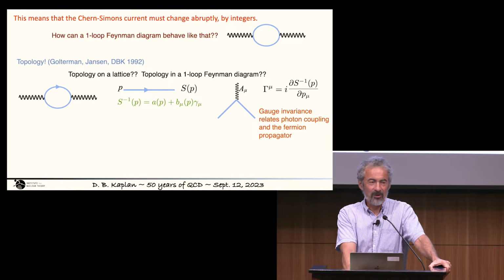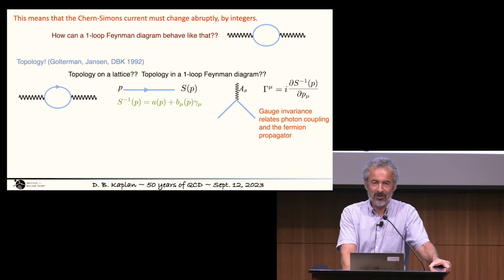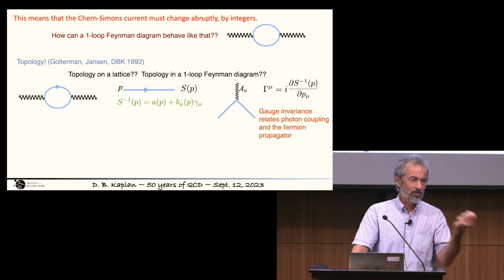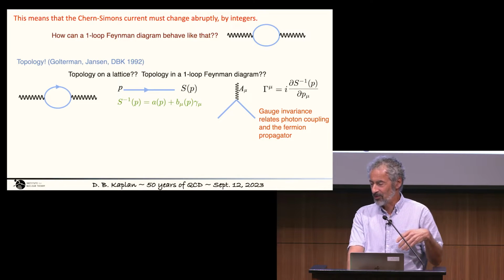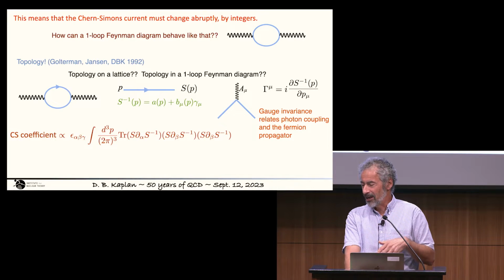And then you string them together in this diagram, and you pull out just the piece that contributes to the Chern-Simons term. That requires pulling out one power of momentum if you're in 2 plus 1 dimensions, and putting in an epsilon tensor.